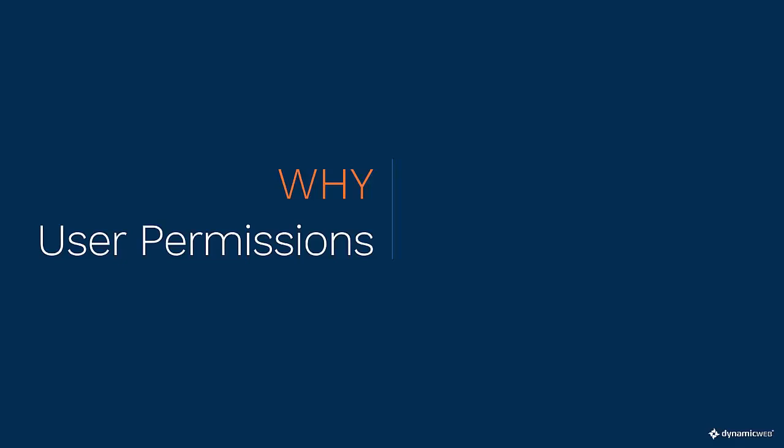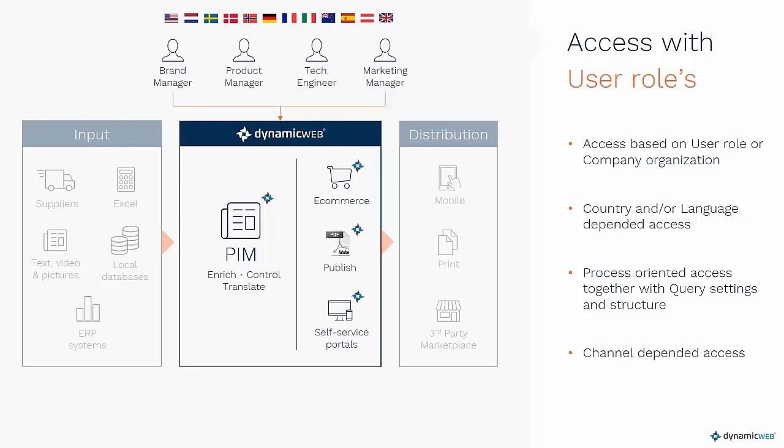So first, why do we need user permissions? Now, as you all know, when you look into a company's organization or the way they are working, they typically have different roles or different departments that are responsible for different areas. Again, I'll be focusing on the PIM area, but of course these user permissions can be used for the content and the e-commerce and other things in the Dynamicweb system.